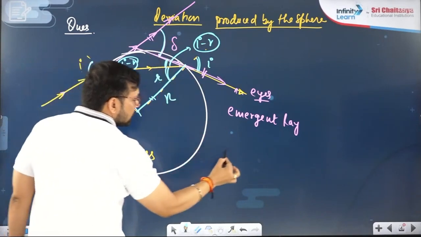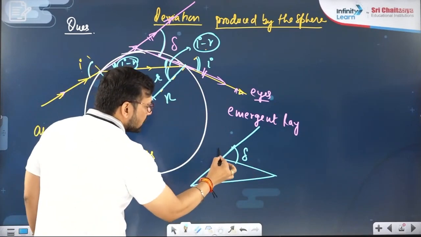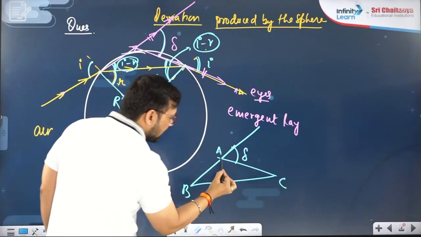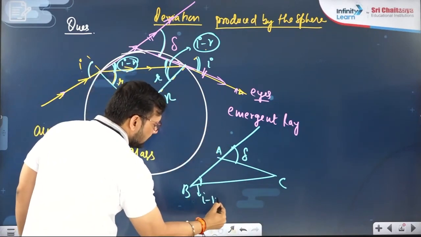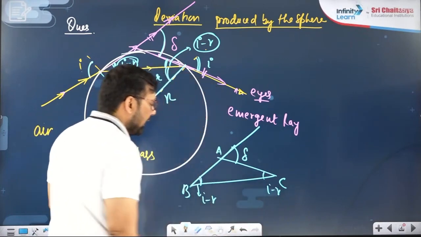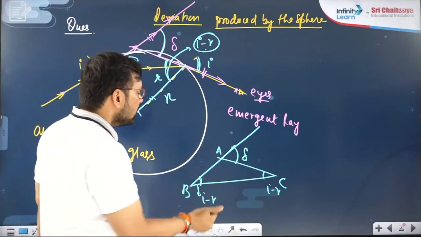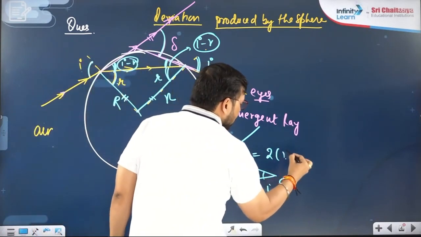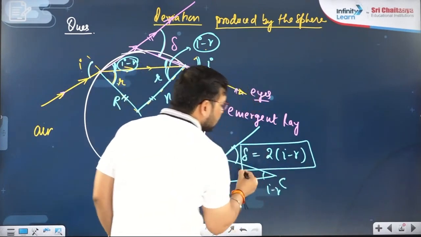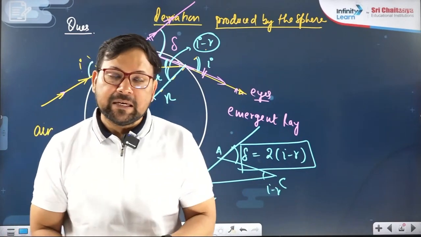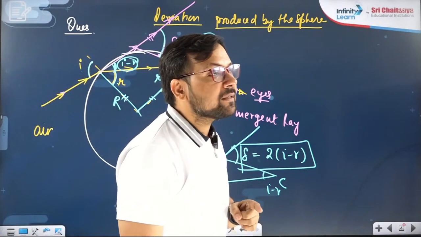But delta is like this. Please have a look. This is delta, which is the exterior angle for the triangle ABC. This angle I am saying is I minus R, and this angle is also I minus R. We all know that an exterior angle is the sum of the two opposite interior angles. From the triangle property, delta will be I minus R plus I minus R, that is 2(I minus R). In a sphere, you have to memorize that formula. In spherical refraction, the deviation produced is twice of I minus R.